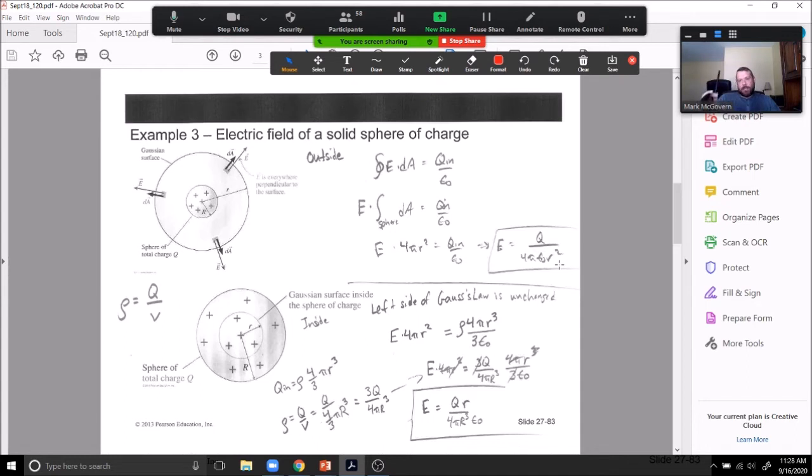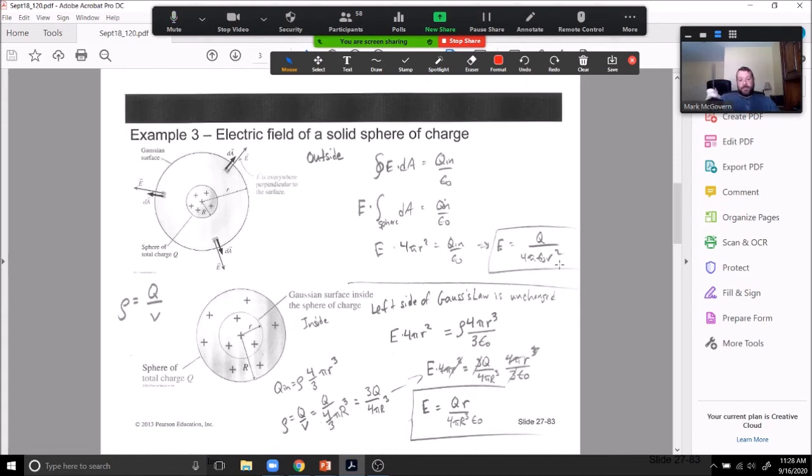The exact same one. The only thing you've got to be aware of here is that R is the distance from the center of the sphere to the point of interest, not from the edge. A lot of people want to use the edge, and my advice to you is to not use the edge. You have to go from the center. It's always the case.